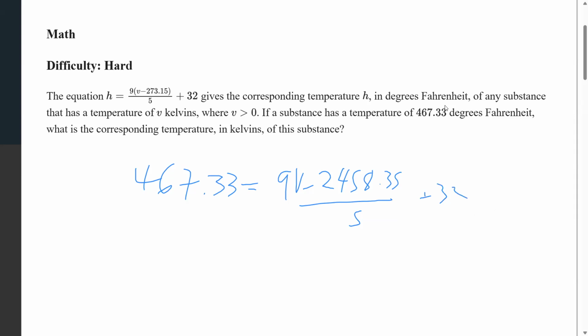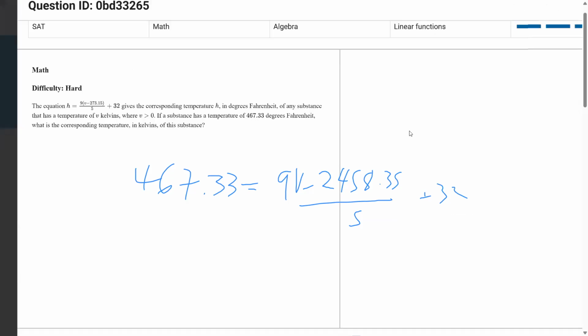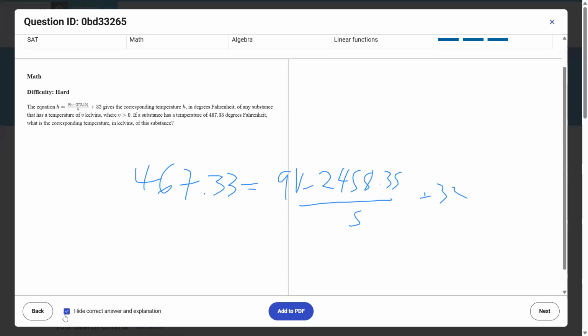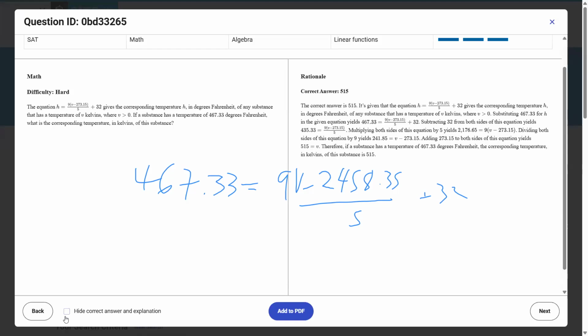Solve for V. Let's solve for V. Times 5 over 9. Solve it in the calculator. It should give you 519, or yes, approximately 550.